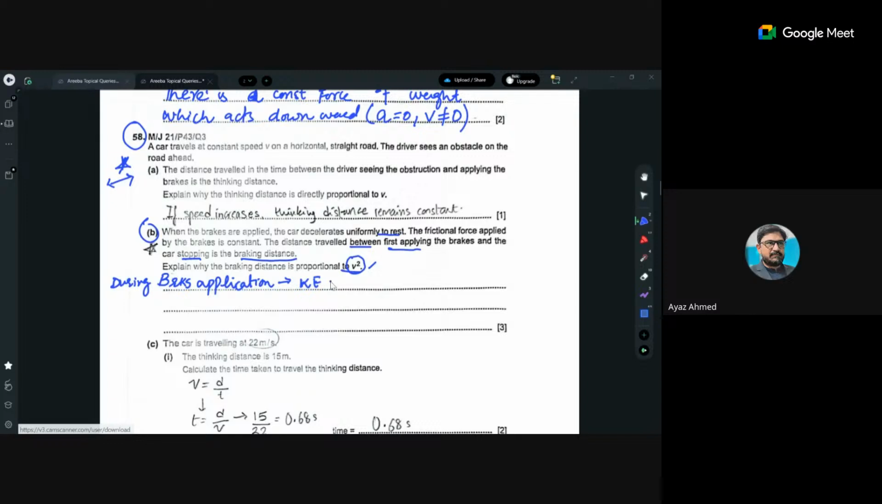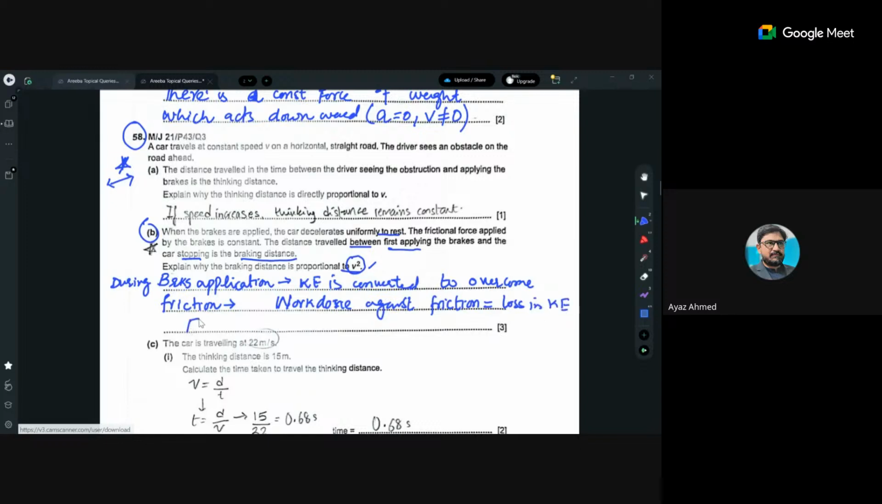Yes, kinetic energy is converted to overcome the friction force. Okay, or vice versa. You can say the friction force of the brakes is utilized to overcome the kinetic energy. Is it clear? So the concept is that work done against friction is equal to loss in kinetic energy. Work done against friction, okay, equals loss in KE.